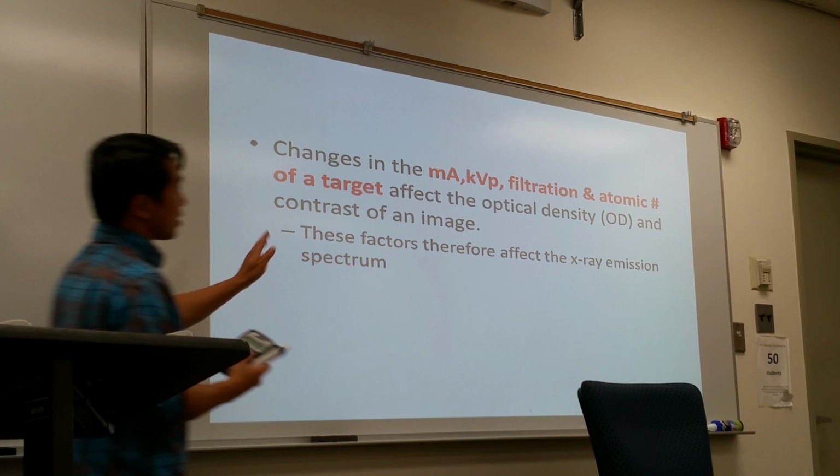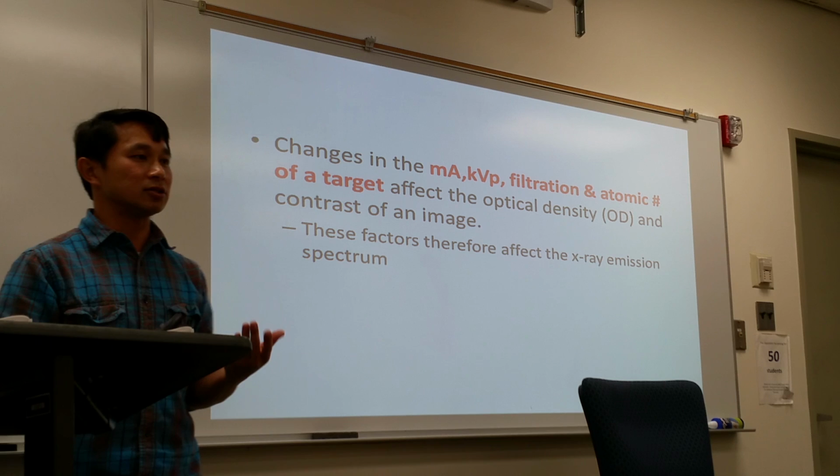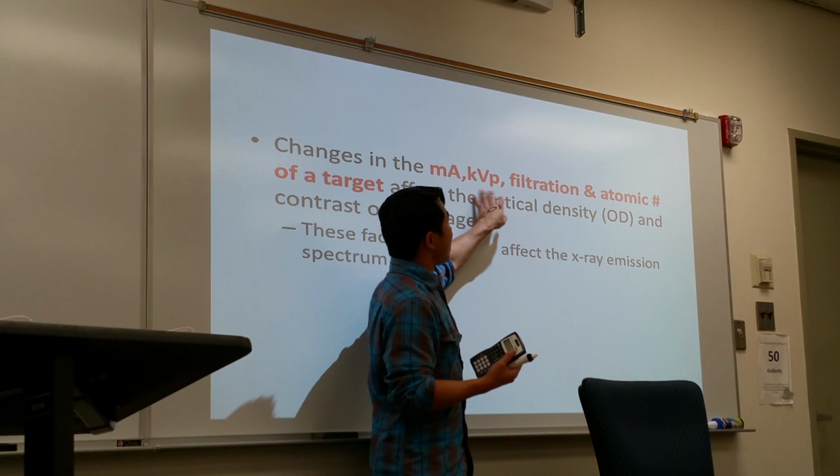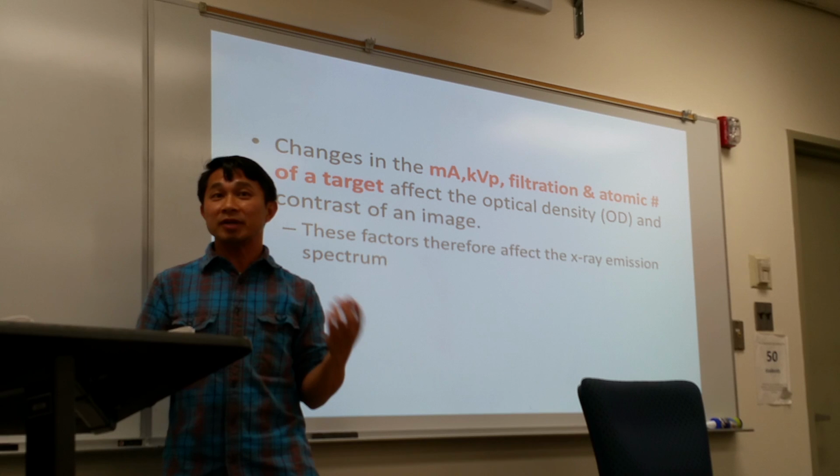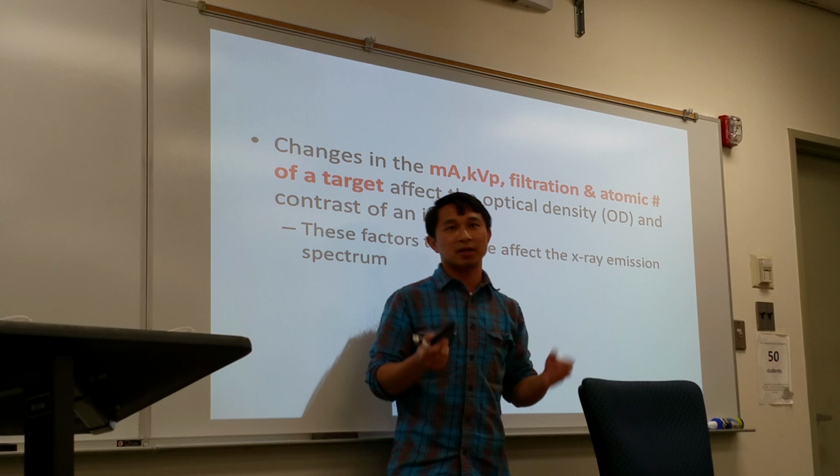We're going to discuss each of these parts and how the graph shape changes based on mA, kV, filtration, and atomic number. Normally, as a technologist, we can manipulate mA, kV, and the number of filtrations or filters, but we can't manipulate atomic number. Isn't it always going to be 74 since it's tungsten? Yes, it's always 74, but we could use, in theory, other materials as well. But the industry standard is always the tungsten disk because it's available and economical to use.